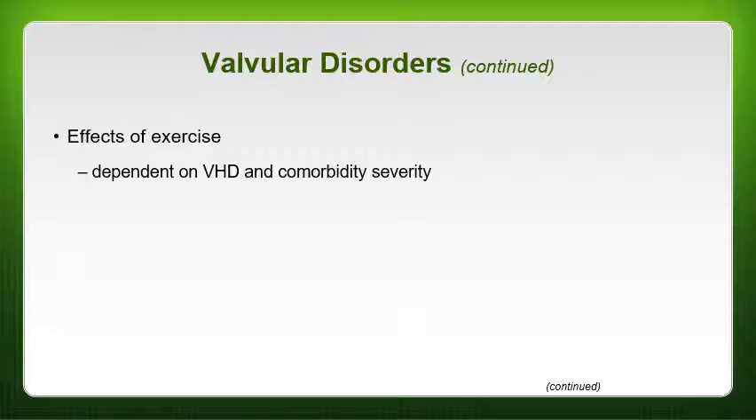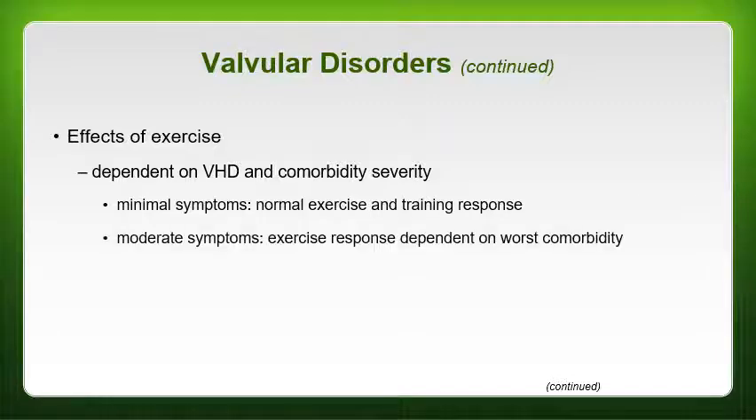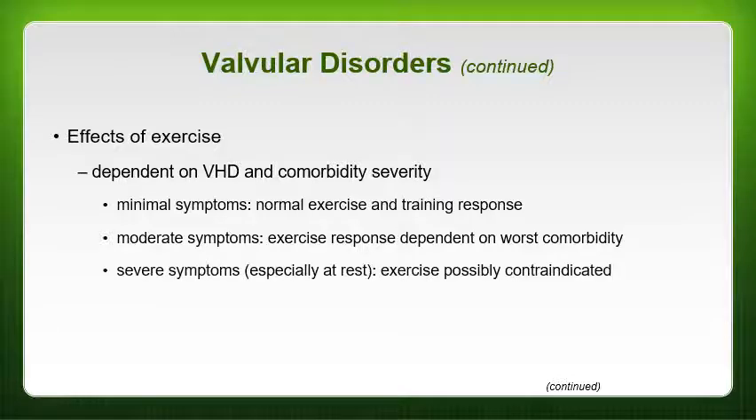So when we look at the effects of exercise, it's going to be dependent upon the type of valvular heart issue and the comorbidity severity. So if they have minimal symptoms, normal exercise training and response would be expected. Their response to exercise and the benefits would be the same as it would be for most other people. If they have moderate symptoms, their exercise response is probably going to be dependent upon the worst comorbidity, whichever comorbidity is going to have the most impact on their exercise.